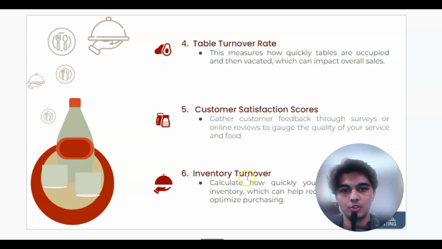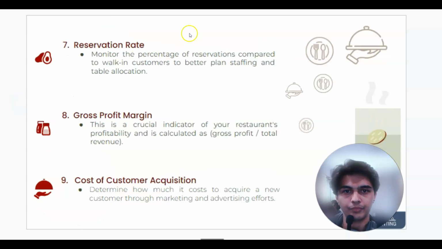And now let's talk about inventory turnover. This indicator will calculate how quickly you go through your inventory. This will help you to reduce your food waste, and it will also help you to optimize your purchasing power. The reservation rate indicator will monitor your percentage of reservations compared to walk-in customers. How many reservations have been made to your restaurant, and how many customers attended that reservation or have dined in that restaurant.